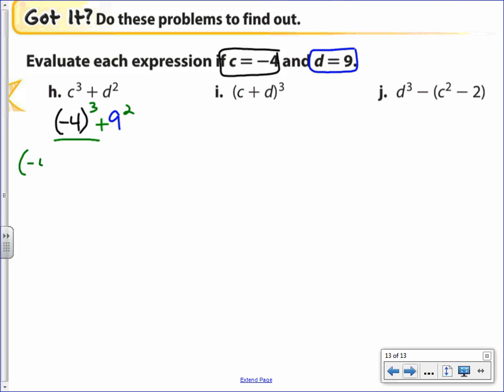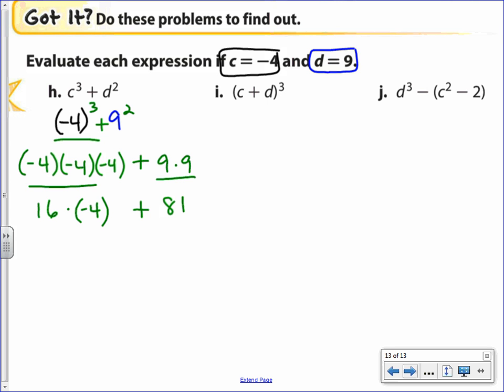Negative 4 cubed means negative 4 times negative 4 times negative 4. Please don't just pick up your calculator. Plus 9 squared means 9 times 9. Order of operations says, please excuse my dear Aunt Sally, and multiply comes before add. 9 times 9 is 81, so I can get that side done and over with. Negative 4 times negative 4 is 16, and 16 times negative 4 is negative 64. If I have $81 and I owe you 64, I still have $17 in my pocket.